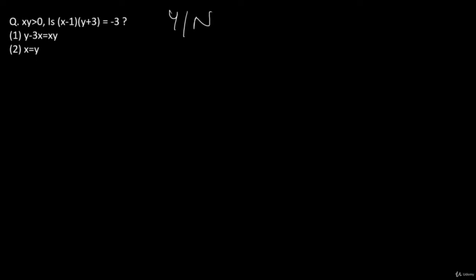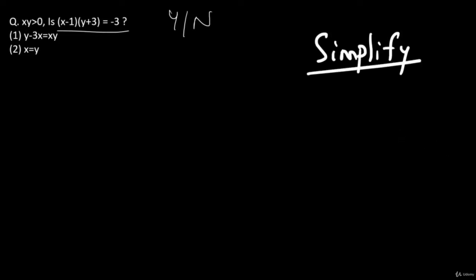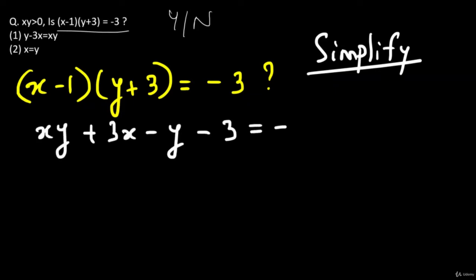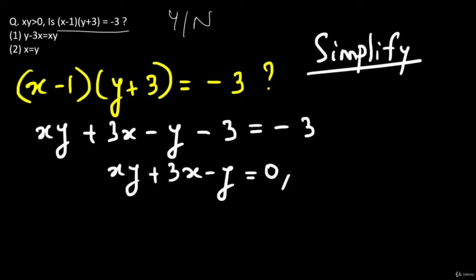Alright, we are back. I hope you have given it a try. Let's do it together. Now this is what we need to verify, right? Now first let us simplify. (x minus 1)(y plus 3) is equal to minus 3, right? So I open the brackets, I get xy plus 3x minus y minus 3 is equal to minus 3. Alright, so these two cancel out, right? So I have xy plus 3x minus y is equal to 0, or I can say that y minus 3x is equal to xy. Alright, so this is just on simplifying the question stem, right? I've not used any of the given statements yet.